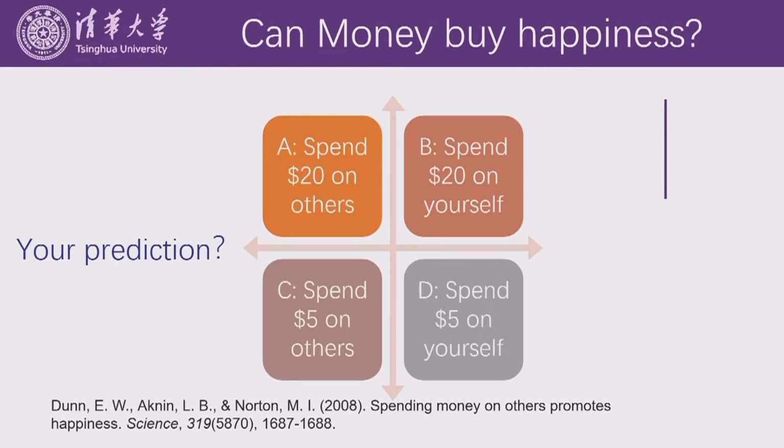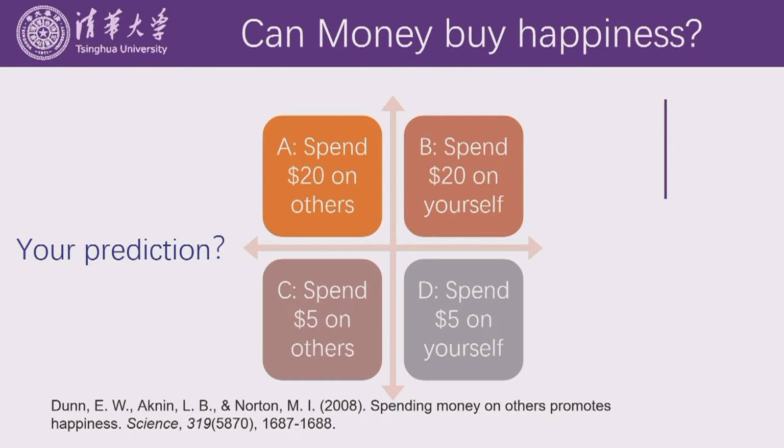A, C, okay. Apparently you are smarter than Harvard students, because their prediction was that B would be happiest, right? Because they got the most money spending on yourself. Of course they would be happiest. But actually, you are right. You are partly right, sorry. The answer is that A and C are happier, equally happier than B and D.